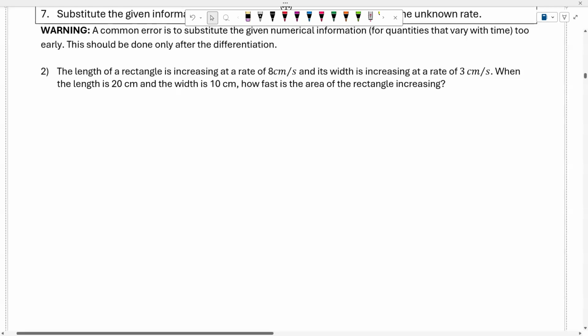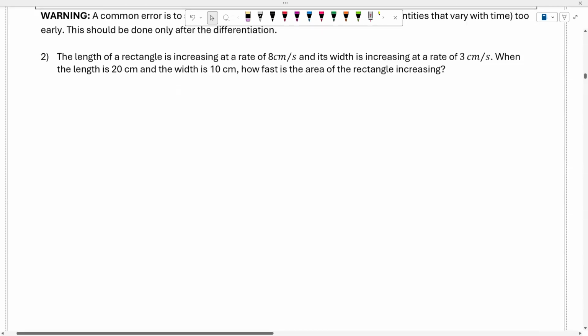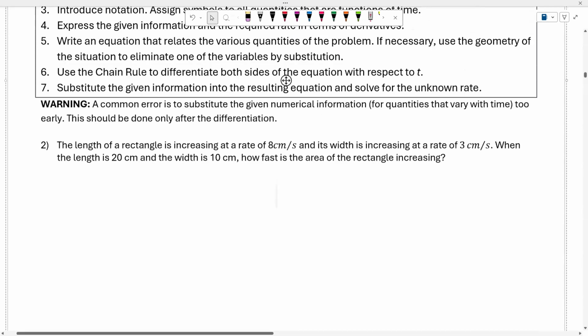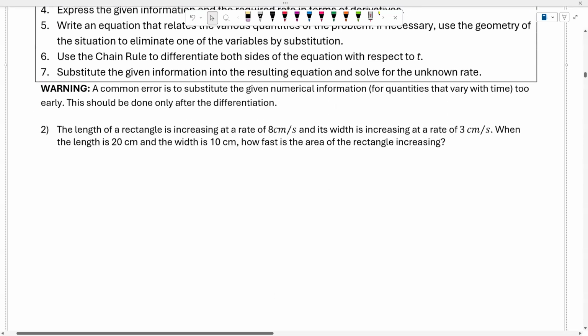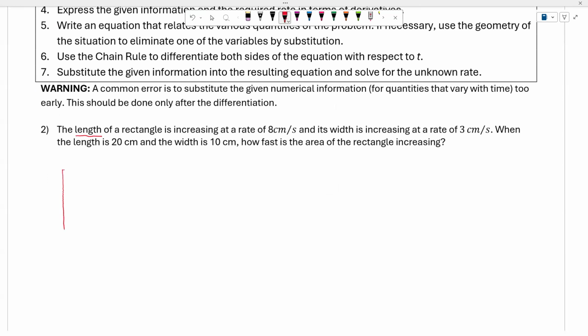Then let us look at our first example. Let's see how we follow the seven steps to help us finish the problem. It says that the length of a rectangle is increasing at the rate of 8 cm per second, and the width is increasing at the rate of 3 cm per second. So now we need to work with a rectangle. Why don't we draw a rectangle first?